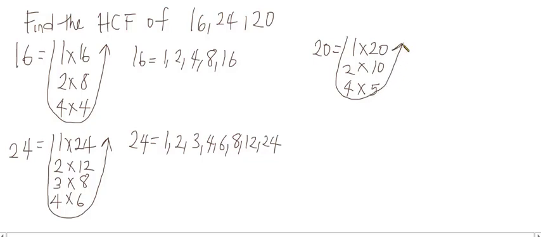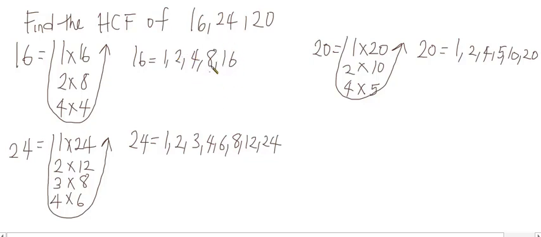So this gives me the factors of 20. So 20 will be equal to 1, 2, 4, 5, 10, and 20. So from here now, we have the factors of each of these numbers. But what you can see is that we have so many common factors, but what we're actually looking for here is just the highest common factor.